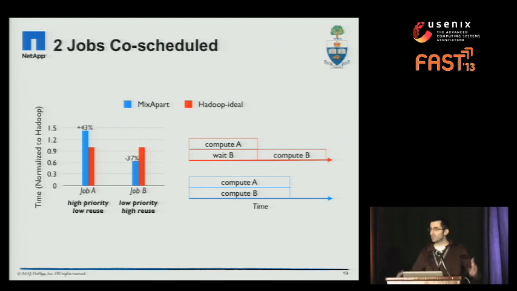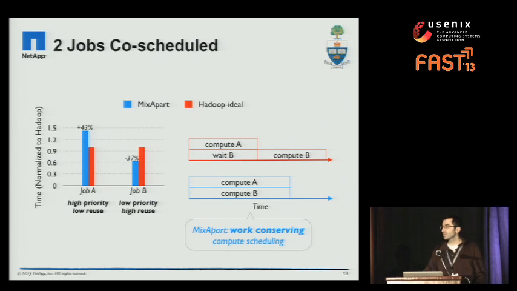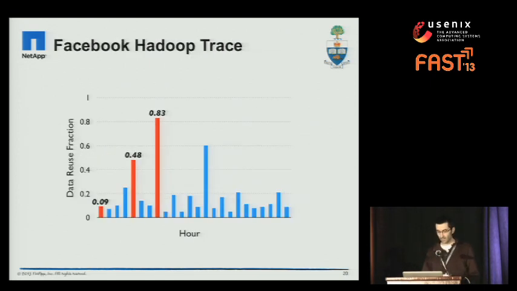With MixApart, the two jobs compute at the same time. Why? Because A, if you look carefully, has low reuse. So it's bottlenecked on the enterprise storage bandwidth. It cannot utilize the cache, even if it has high priority. So then there are idle compute slots available, and MixApart's compute scheduler is work conserving that way. Right? So it's able to give those idle slots to the second job, B, so that both jobs run at the same time. So on average, we get the same numbers.